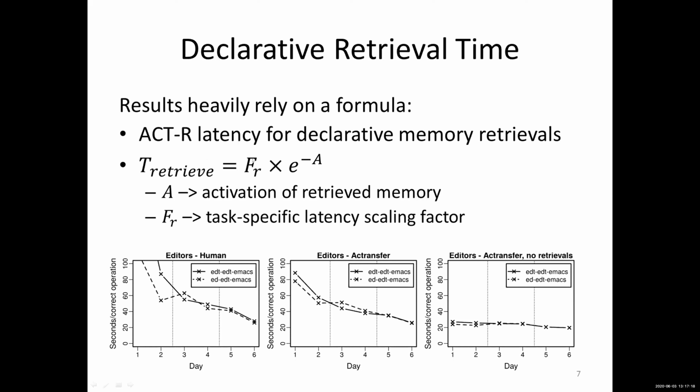But then there's also this F sub R latency scaling factor, which is a parameter that you enter into the agent that's task specific. So if you look at the behavior of the ACT-Transfer agent, you will notice that if you remove the amount of time that was contributed by using this formula for declarative retrievals, the profile of its behavior flattens significantly, down to the order of about 20 seconds per operation instead of the 80 to 100 seconds.